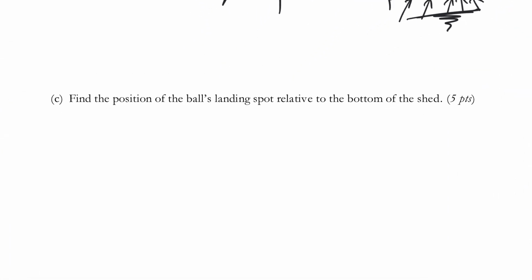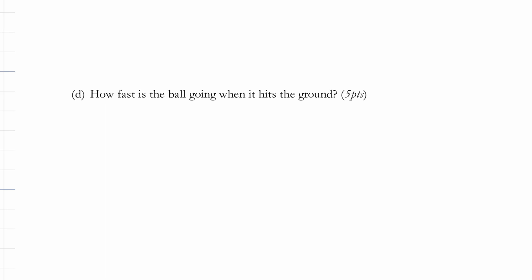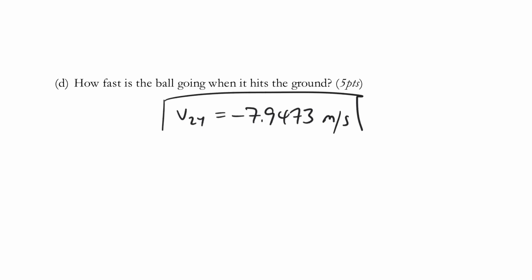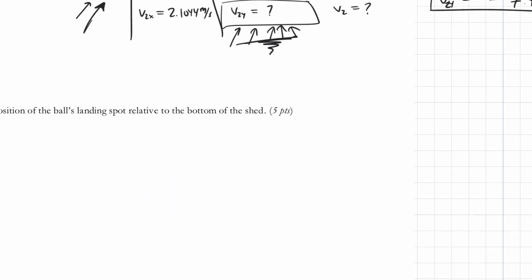Find the position of the ball's landing spot. No, don't care. How fast is the ball going when it hits the ground? Okay, so V2Y equals negative 7.9473 meters per second. So I'm going to hold on to that until we get there, right? You wouldn't normally do this, but I'm having to zoom in and out, so you might as well hold on to that.